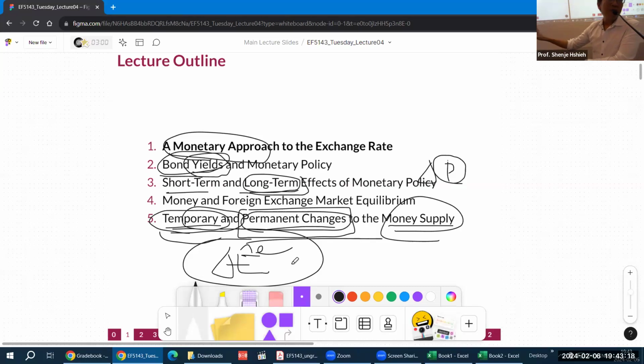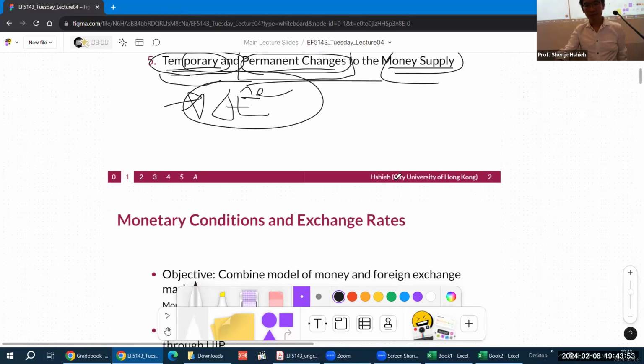Permanent changes is forever, like monetization of debt, right? If you know Argentina is going to monetize their debt, they're going to print loads of money to buy off all their debt, then you know there's going to be hyperinflation forever, right? 200%, 300% price increase. That's going to change your beliefs for sure, right? And that has to be reflected in your expectations, right? That's the idea. Okay, if that didn't make any sense, that's fine. You'll see the math very soon.